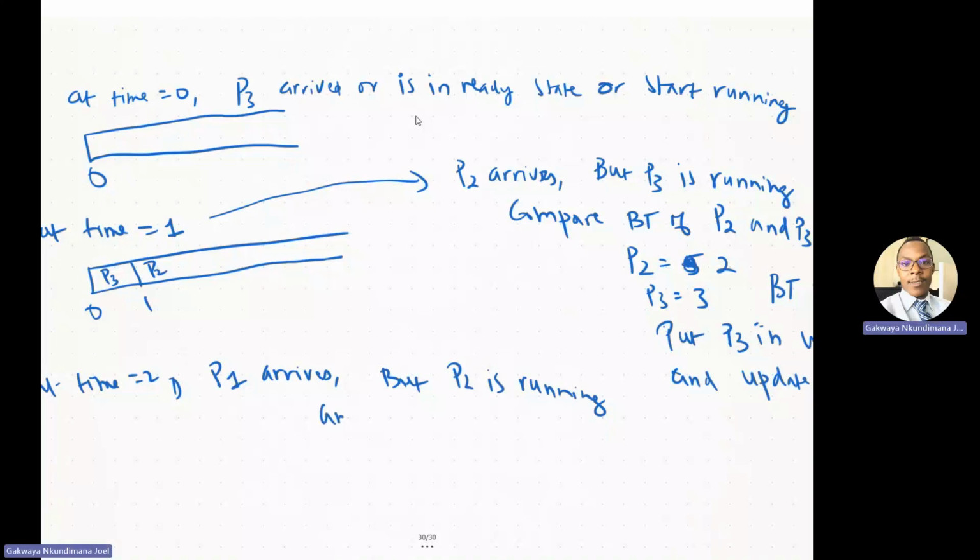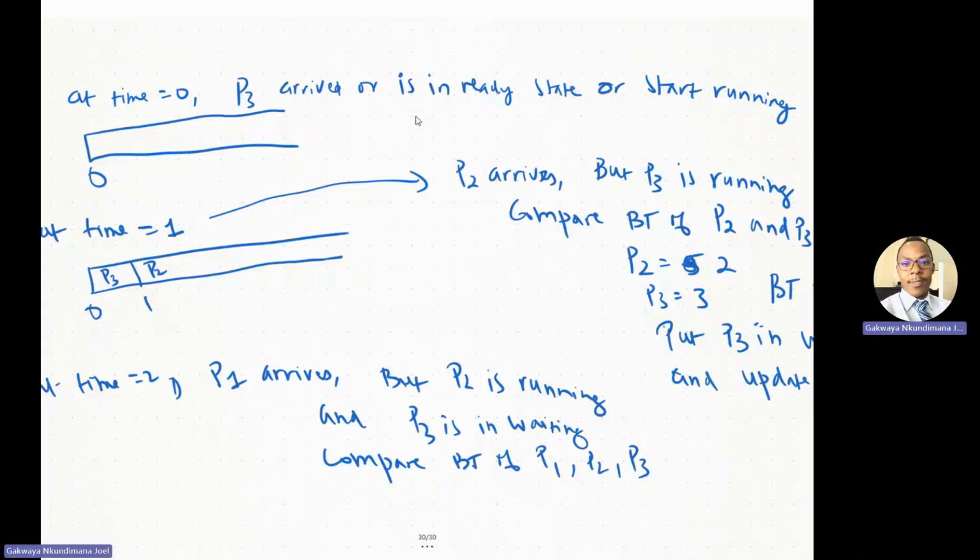And I put here that P3 is in waiting. So what does the rule say here? The rule says to compare the burst times of P1, P2, and P3, and select the one with the minimum burst time.